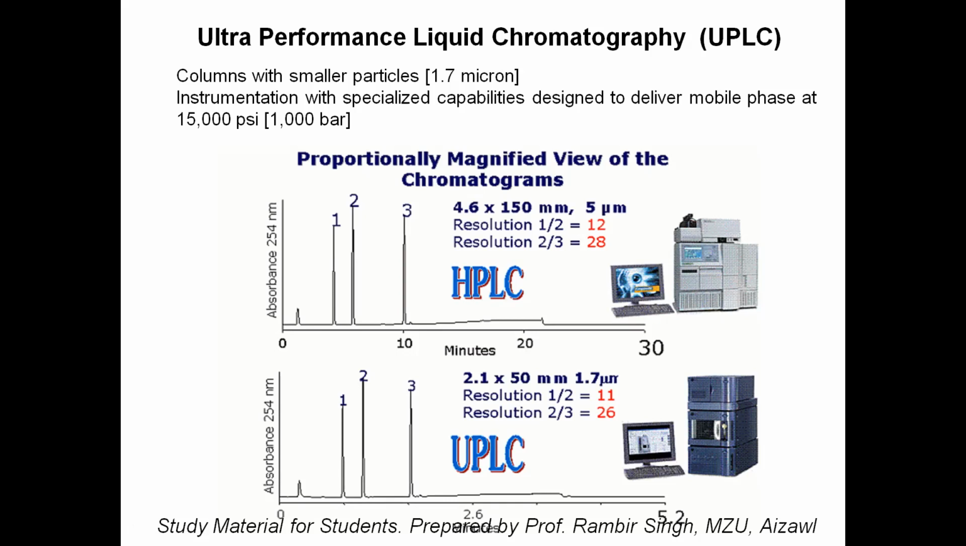So the performance is increased. Now you compare: in a routine HPLC program, the runtime was 30 minutes, and the particle size is 5 micrometer. Now here you see the runtime is how much? 5 minutes. So the work which we were completing in 30 minutes can be completed in 5 minutes. So it is called ultra performance, right?